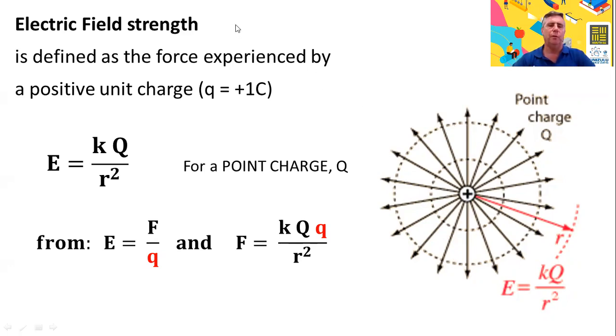So electric field strength from the definition here is the force experienced by a positive unit charge. Where do we get this equation from? We simply substitute Coulomb's law for F there, and you'll see that the two small q's will cancel, giving us E equals KQ over r squared.